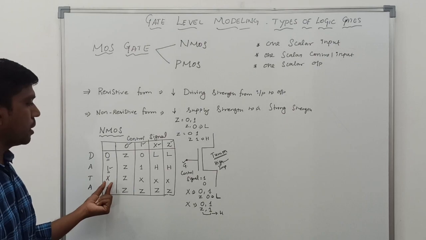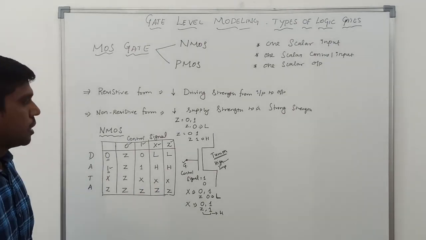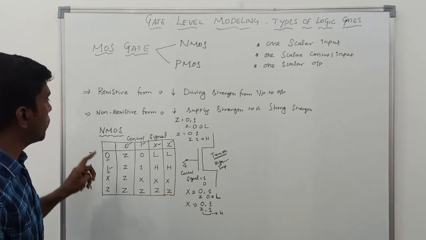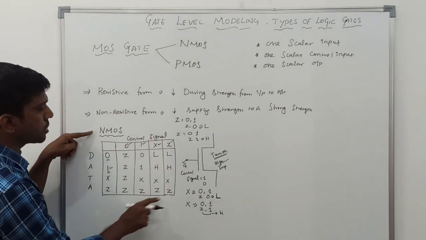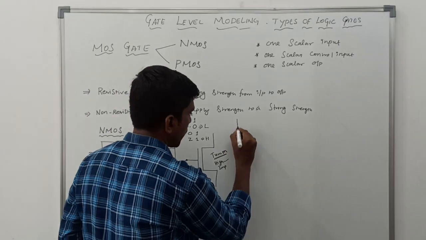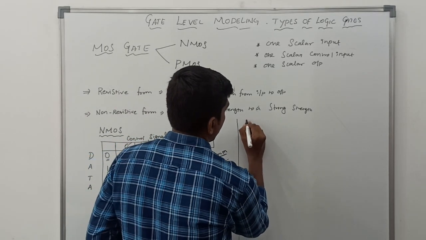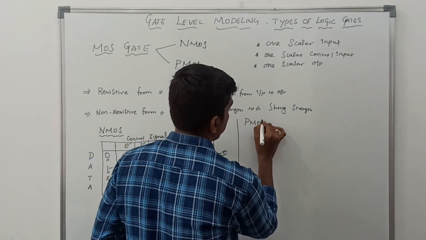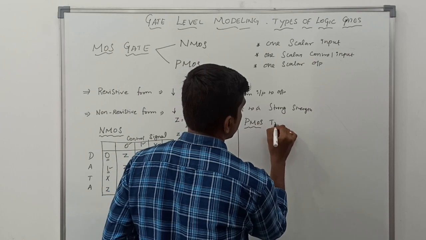So the same input value is reflected to the output side. So it's a basic truth table of NMOS. This truth table defines the operations of the NMOS transistor. Now I am going to explain the PMOS truth table.